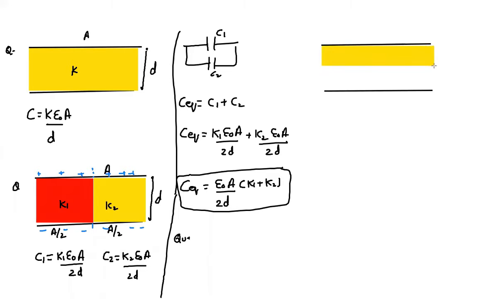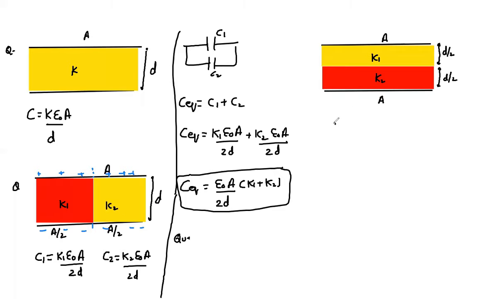Let's fill dielectrics in this way. Instead of dividing the area, they divide the separation between the plates. So area is A, area is A. Here separation is d by 2 and separation is d by 2. Dielectric constant K1, dielectric constant K2. This is it. You have to calculate the equivalent capacitance of the system.